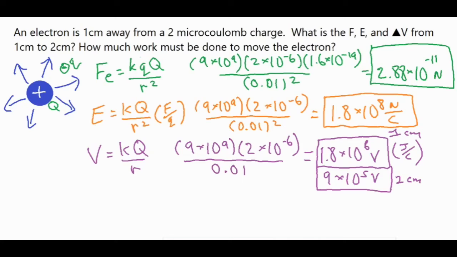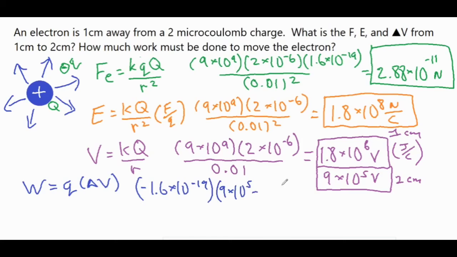The last thing we're going to do is solve for how much work must be done to move that electron, and we find the work by doing work is the charge times the delta V. The charge for our electron is negative 1.6 times 10 to the negative 19th, and then our final voltage that it's moved to is 9 times 10 to the fifth, subtracted by our initial voltage we were at, 1.8 times 10 to the sixth. And that leaves us with a value of 1.44 times 10 to the negative 13th joules.